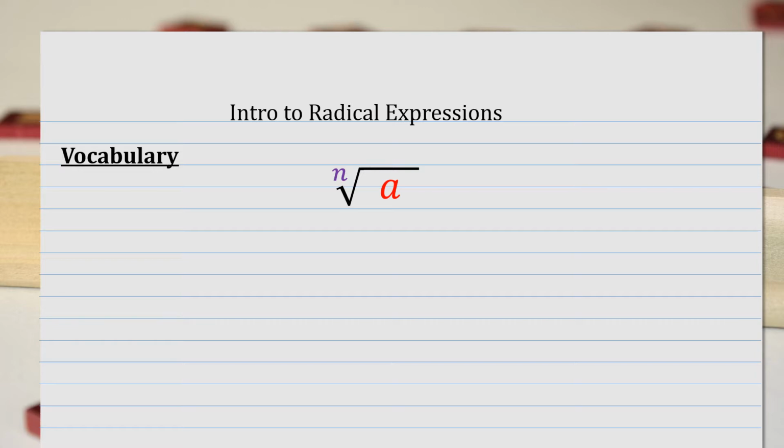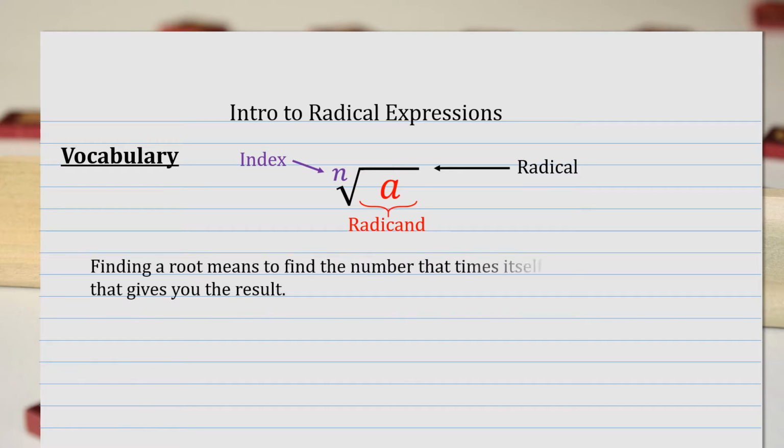Notice what's written on the paper. First, we have what's called the radical. It looks like a division symbol, but it's not quite. The number or the letter n in that place is known as the index. The part under the radical is referred to as the radicand. Finding a root means to find the number that times itself so many times gives you that result.